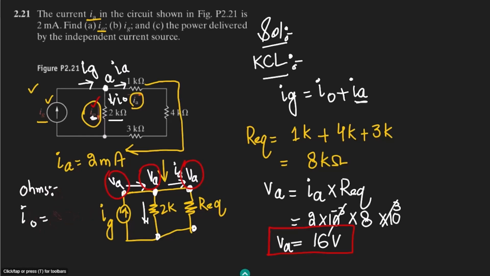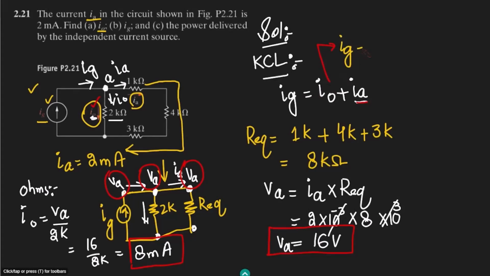So using Ohm's law, the value of I naught is what? That is the value of VA divided by the resistance, that is 2 kilo ohm. Let me put these values here. So this is 16 divided by 2 kilo, and ultimately the answer is 8 milliamps. So the value of I naught is known, and that is 8 milliamps. From this formula, if the value of I naught is known and the value of Ia is already known, we can very easily find out the value of Ig.